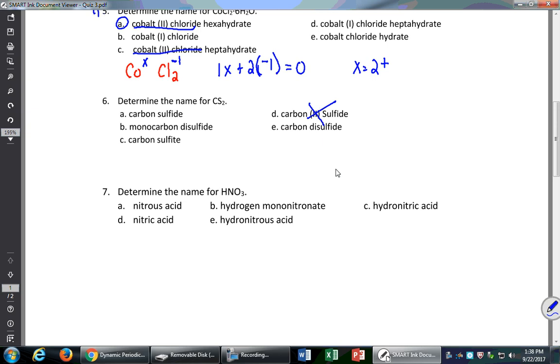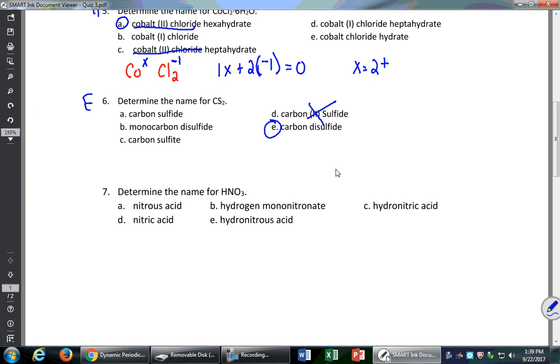But we never use the mono for the first atom. Why? I don't know. But that's the rule. We never use mono for the first atom. So the correct answer is E, carbon disulfide. I did give partial credit for B, monocarbon disulfide, but we always drop the mono if it's on the first atom. On the second atom, like dihydrogen monoxide, we keep it, but not on the first atom. And remember, we always put the more metallic atom first. So carbon is closer to the metals than sulfur is, so it's written first.